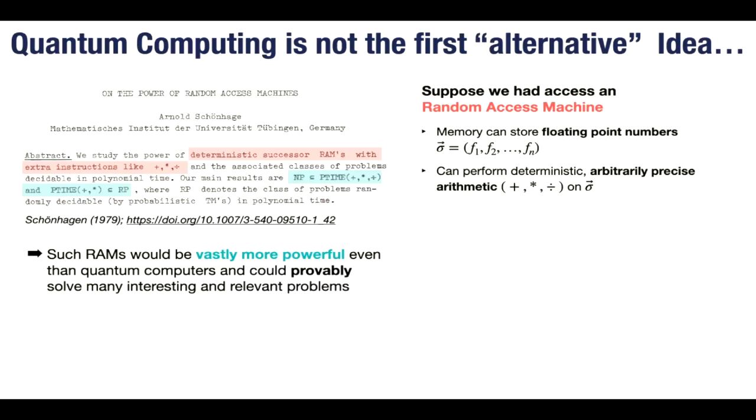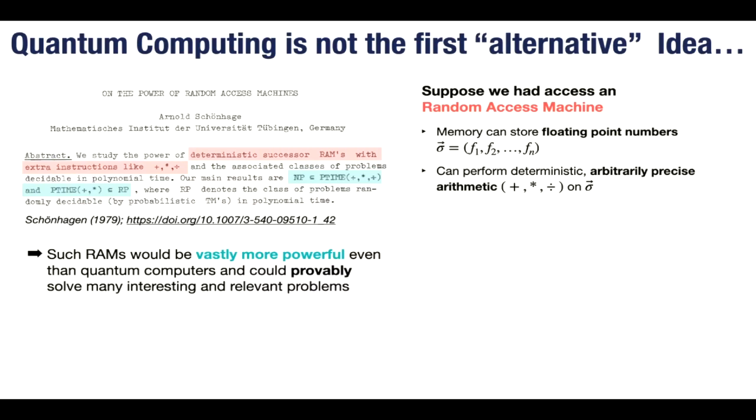And then he proved, okay, if you do this, then these random access machines would be vastly more powerful, even than the quantum computers we try to build today. So for random access machines, P is NP, if that tells you anything. What it really means is that you can basically solve optimization problems, you can solve traveling salesman, all of this in polynomial time. That's the idea.